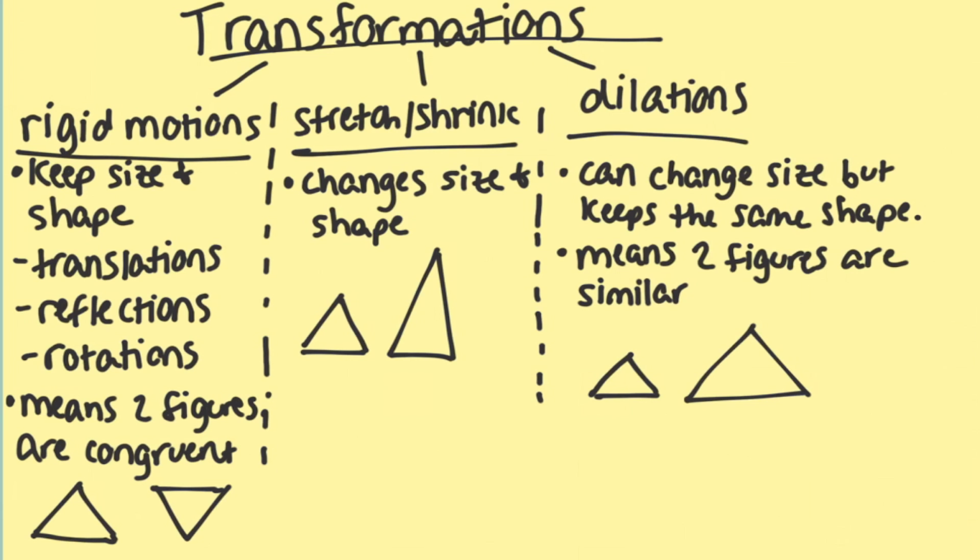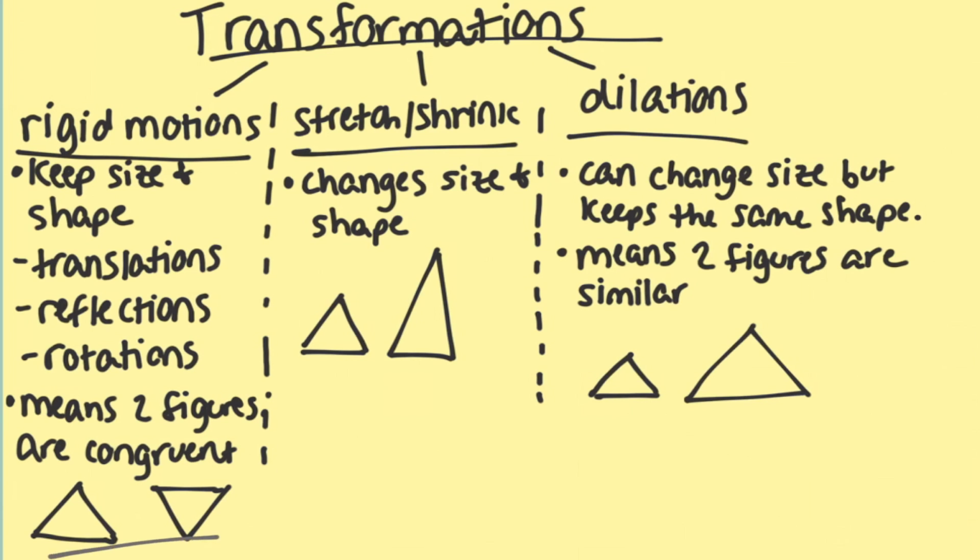We're going to look at an introduction to dilation, similarity, and scale factor. Some different types of transformations are rigid motions, stretches and shrinks, and dilations. Rigid motions keep the same size and shape, and examples of those are translations, reflections, and rotations. It means that two figures are congruent.